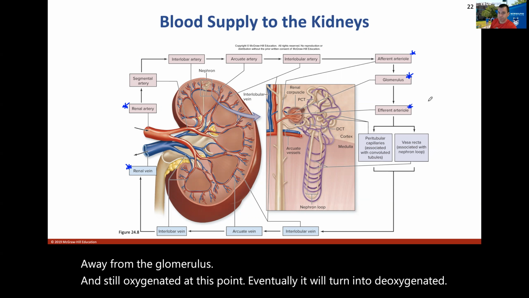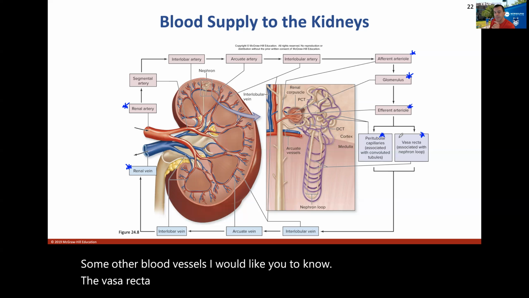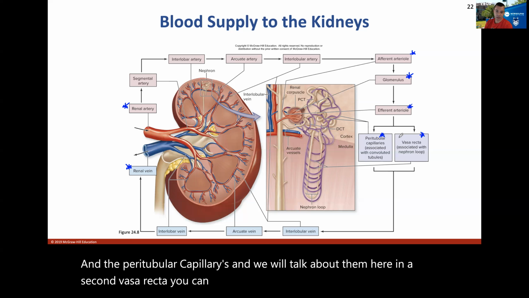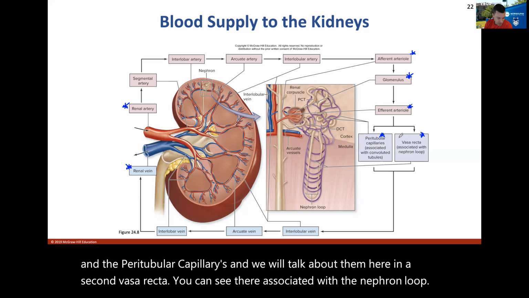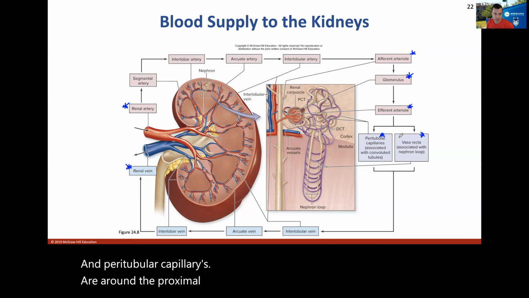Some other blood vessels I would like you to know: the vasa recta and the peritubular capillaries. And we will talk about them here in a second. Vasa recta, you can see they're associated with the nephron loop. And peritubular capillaries are around the proximal and distal convoluted tubules.